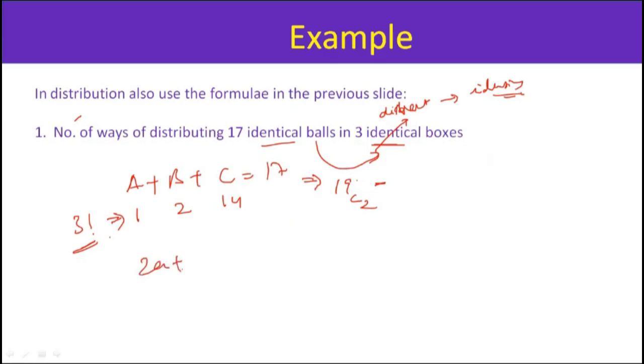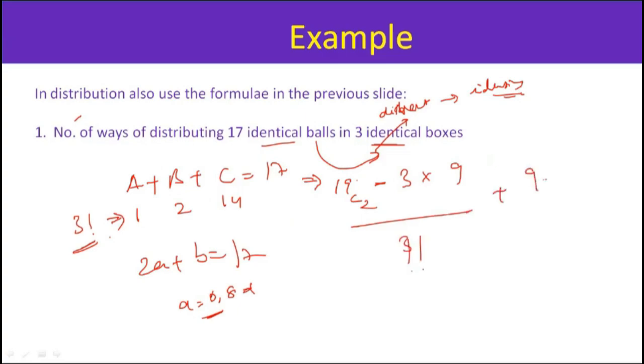2A plus B is equal to 17. A can be anything from 0 to 8. A can't be equal to B. So in total there are 9 values. So simply I'll write (19C2 minus 3 into 9) by 3 factorial plus 9 becomes my answer.